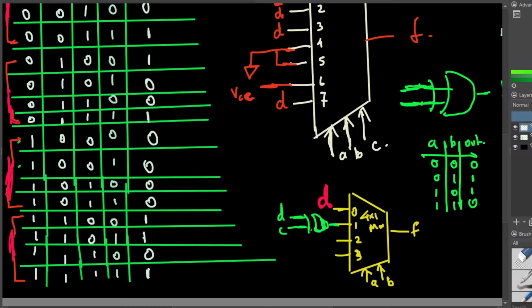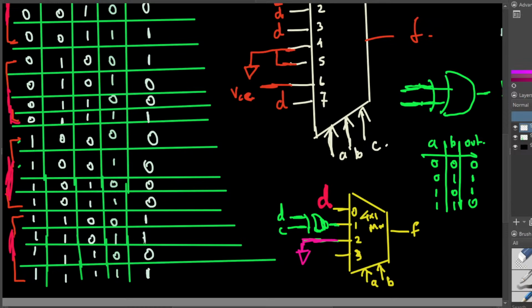Okay, now let's look at these four: 1 0 1 0 1 0 1 0. When 0 0, we are getting 0. When 0 1, we are getting a 0. When 1 0, we are getting a 0. When 1 1, we are getting a 0. So here it doesn't matter what we have here, we are always getting a 0. It means we just connect this one to the ground.